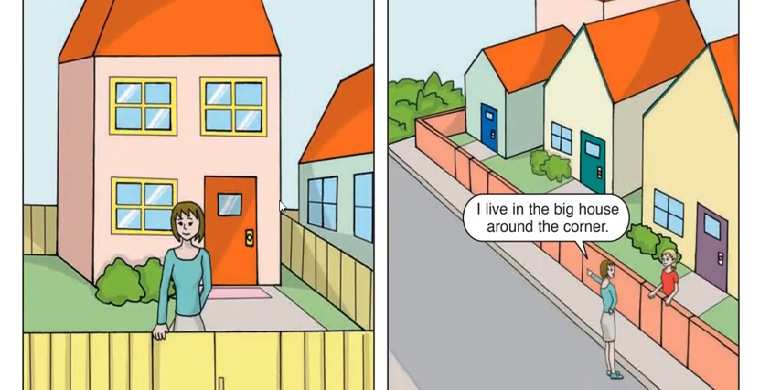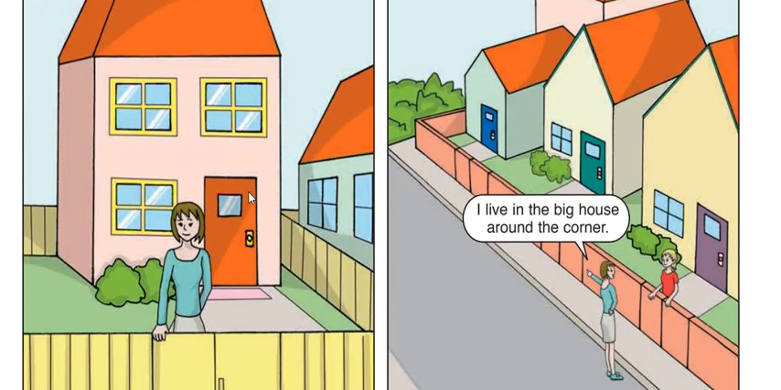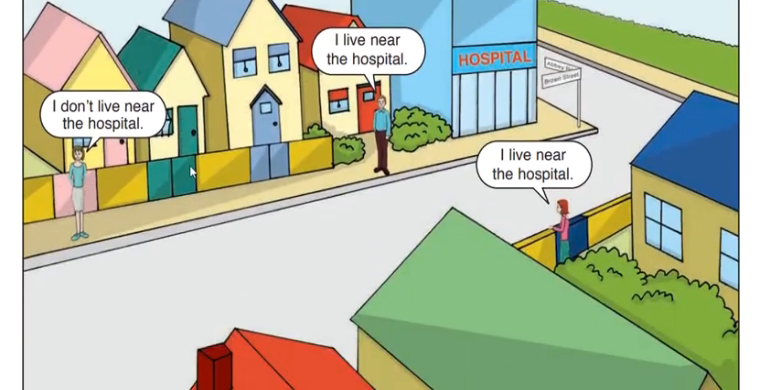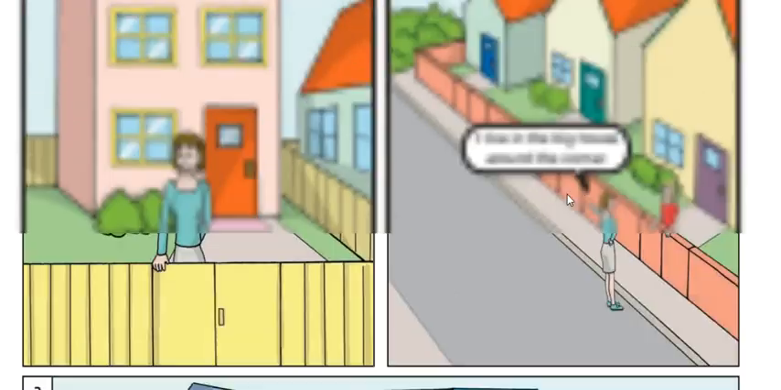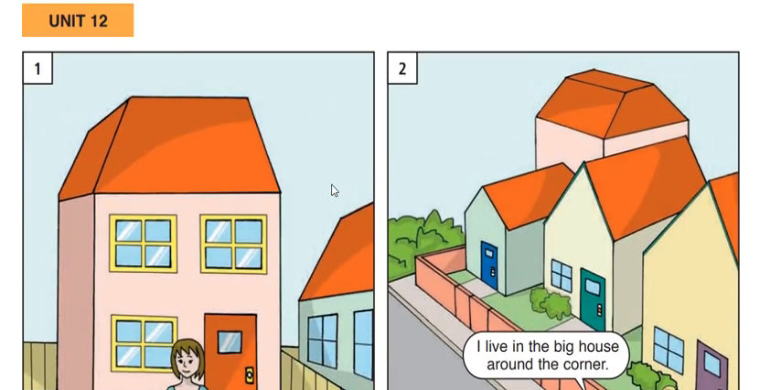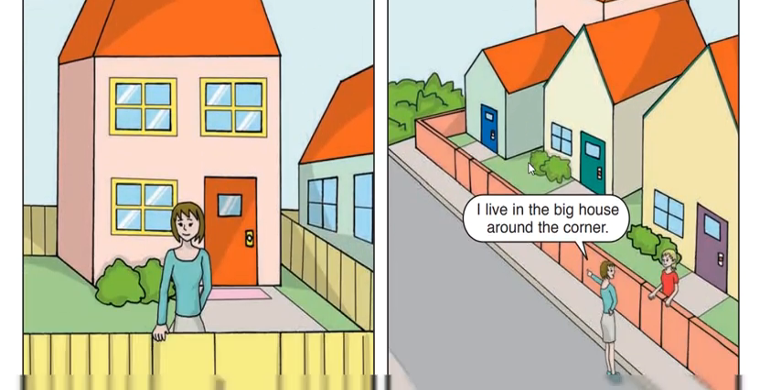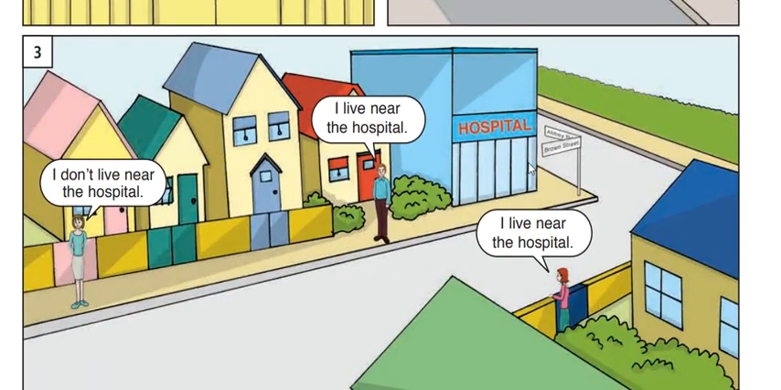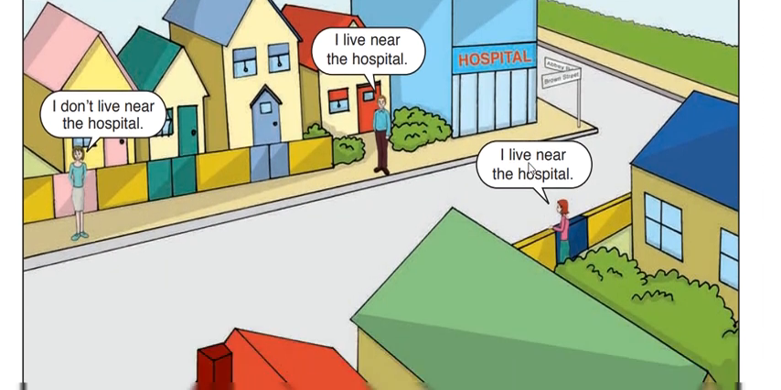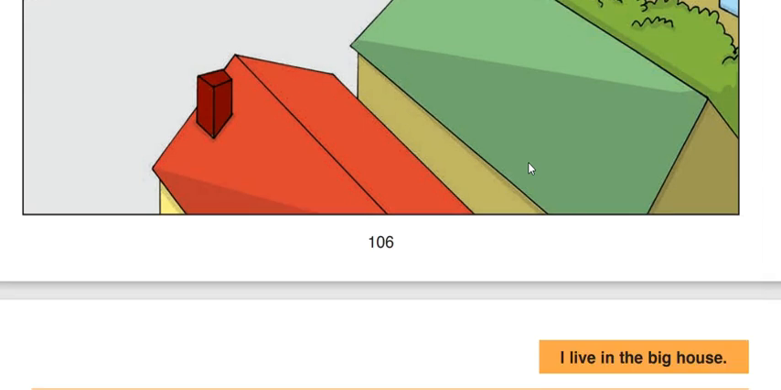Picture 1, the big house. You can see it in picture 1. Picture 2, I live in the big house around the corner. I don't live near the hospital. I live near the hospital. Repeat it. Picture 1, picture 2, and picture 3. Let's move to the next page.